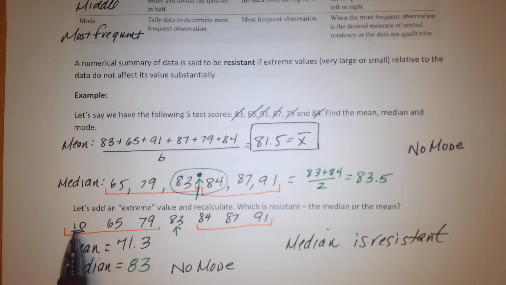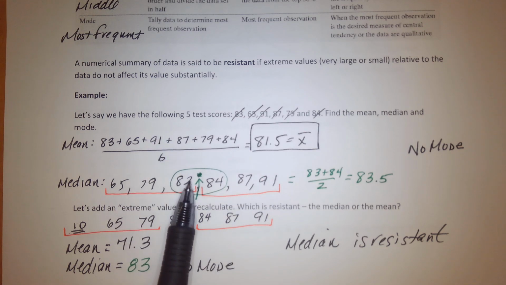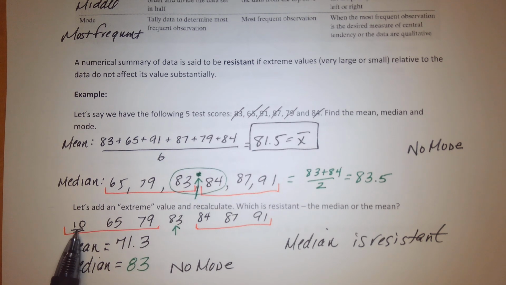Usually when we add an extreme value, something that's really small or really big, it's going to take that mean and it's going to draw it down towards that small value.